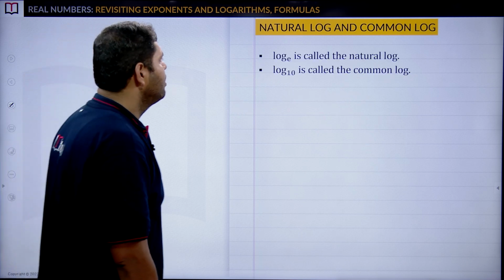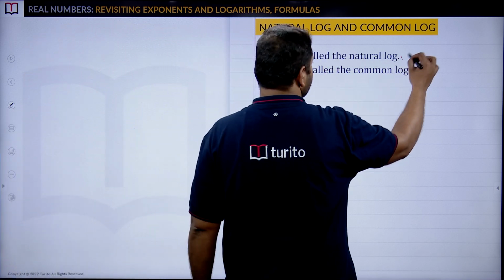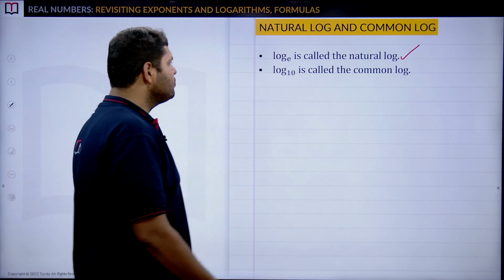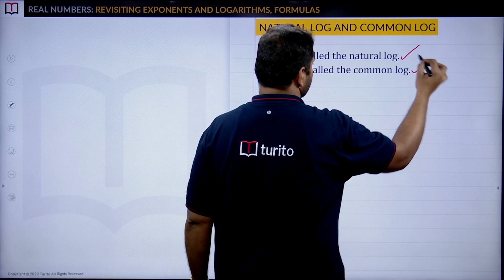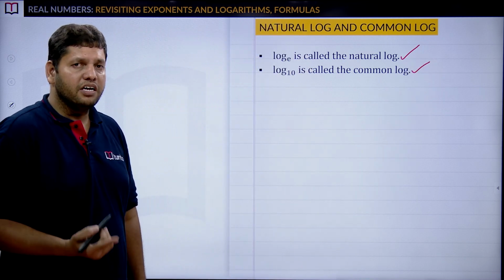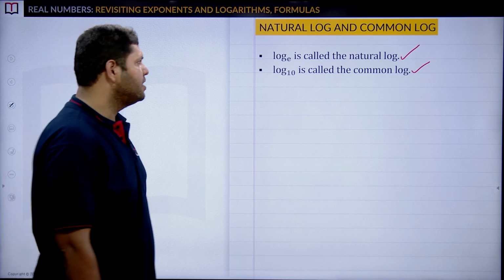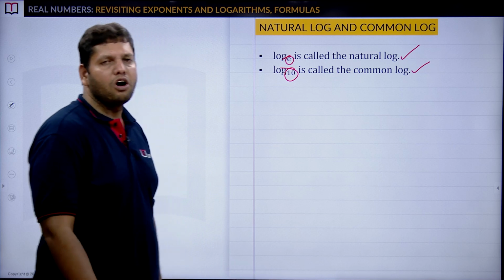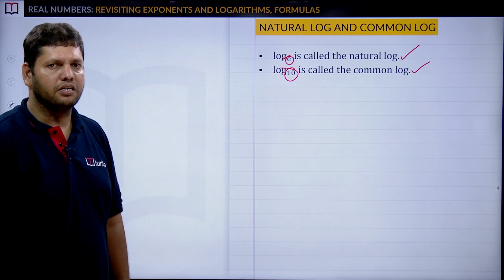Children, look here. Log with base e is called a natural logarithm. The base value should be e. Next one, log with base 10 is called a common logarithm. Here the base should be 10. Here the base is e and here the base is 10. So that is the difference between common logarithm and natural logarithm.